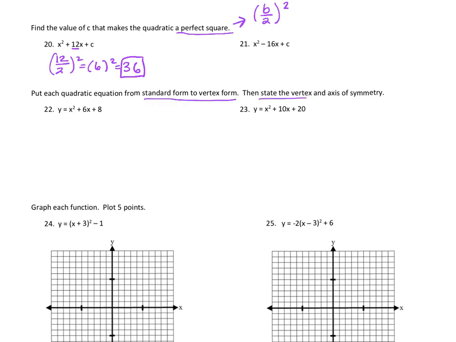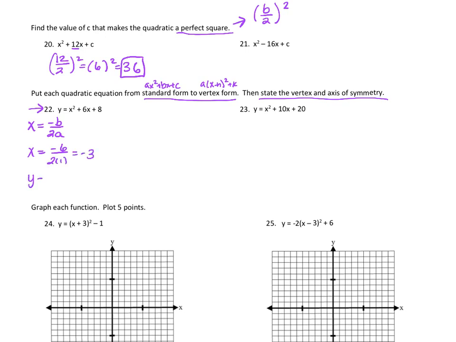And then they want us to state the vertex and the axis of symmetry. If you remember, standard form is ax squared plus bx plus c, versus vertex form, which is a times (x minus h) squared plus k. To switch from standard form to vertex form, we're first going to start off by doing opposite b over 2a, just like when we graph. We're basically using the same method as when we graph to find the vertex. So x equals opposite of 6 over 2 times 1, which would be negative 3.